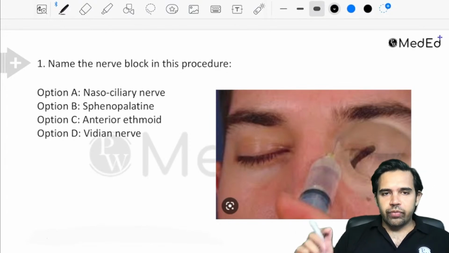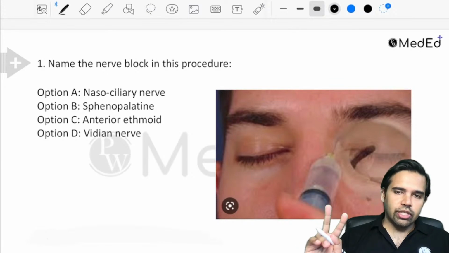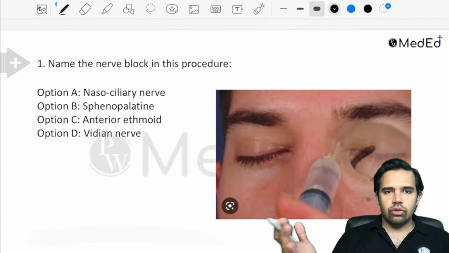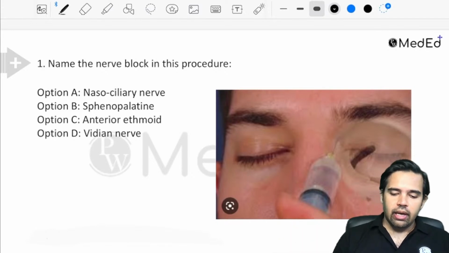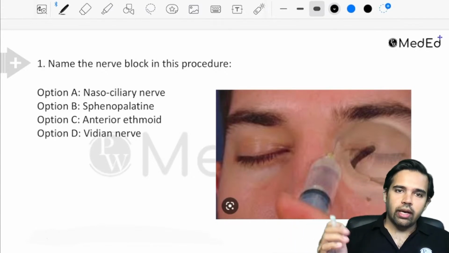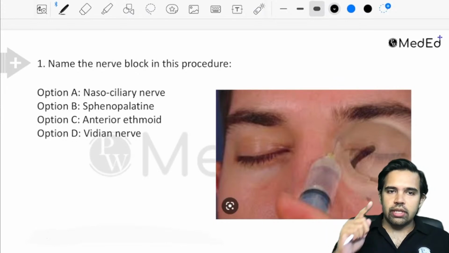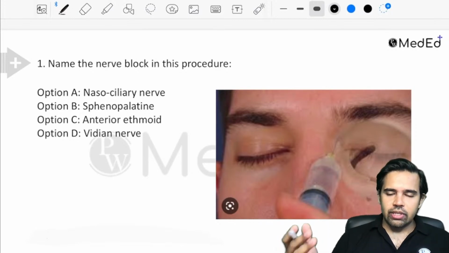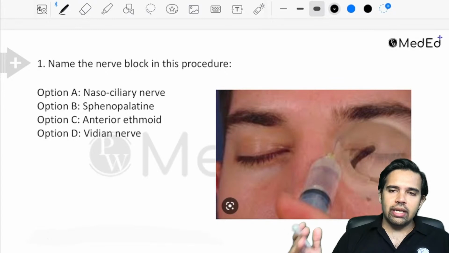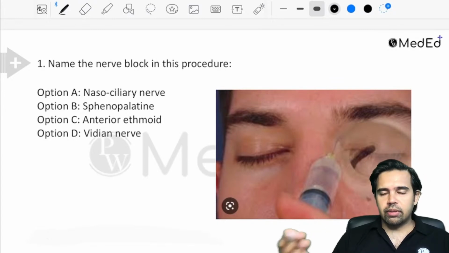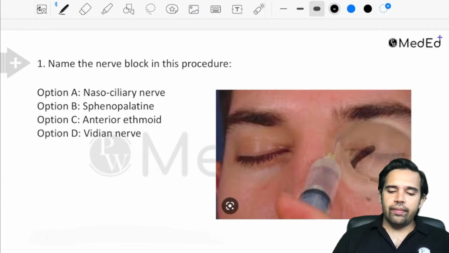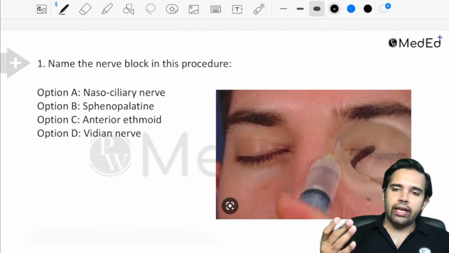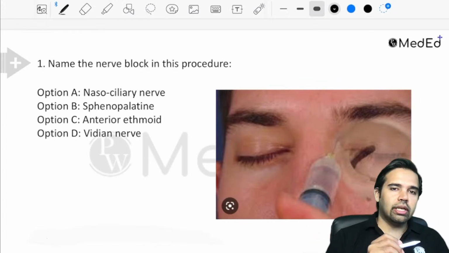Okay, so there are only 2 options which appear as possible answers, otherwise see the sphenopalatine and the Vidian are largely deep in the nasal cavity. For surface blocks your only options are nasociliary and anterior ethmoidal. This nasociliary nerve block is done because it's an OPD procedure and it's a block to treat certain types of headaches. Now nasociliary nerve is a branch of the trigeminal nerve, and this sometimes causes headaches, and to reduce these headaches they give this as a small OPD procedure where you can cause this nasociliary block.